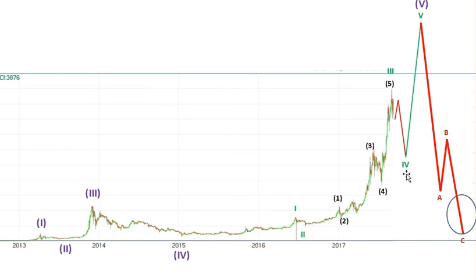So we finished 3, A, B, C. I don't think we have finished wave 4. It will go towards 2500. We were doing the A, B. We are here on the B. And now a scary C drop will be likely.